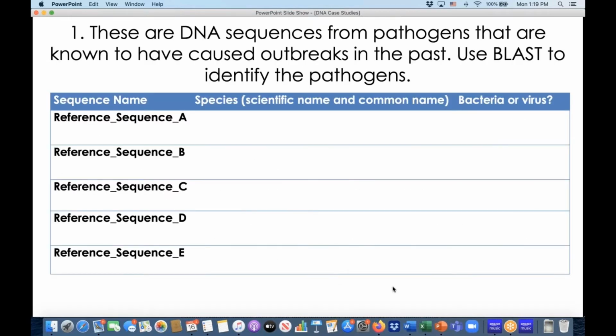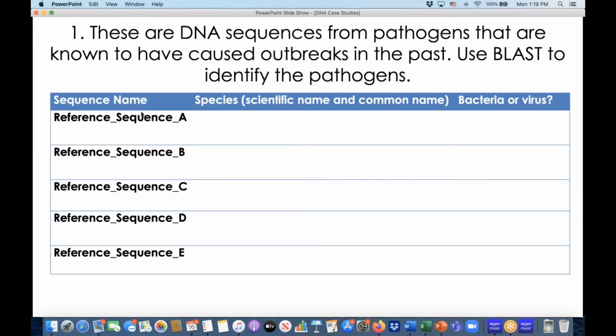So the first thing that students do is they're given some reference sequences. They're given sequences from pathogens that we know have caused outbreaks in the past. So we're giving them basically a bank of organisms, a library from which the cemetery deaths might have been caused by. We typically use ribosomal RNA sequences or ribosomal DNA in order to do our species identification.